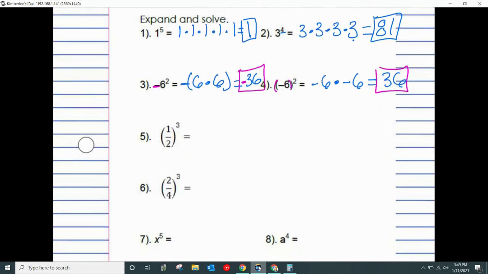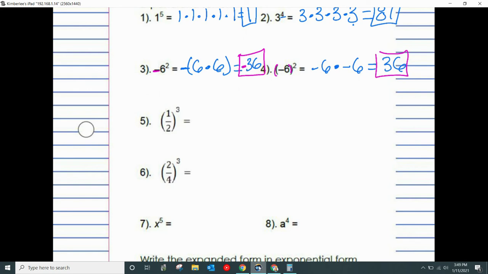Okay, what do we do with fractions then? What's 1/2 cubed? Well, that says to take 1/2 and multiply it times itself 3 times. That's 1/2 times 1/2 times 1/2. Now, in order to work this out without a calculator, we have to remember how to multiply fractions.